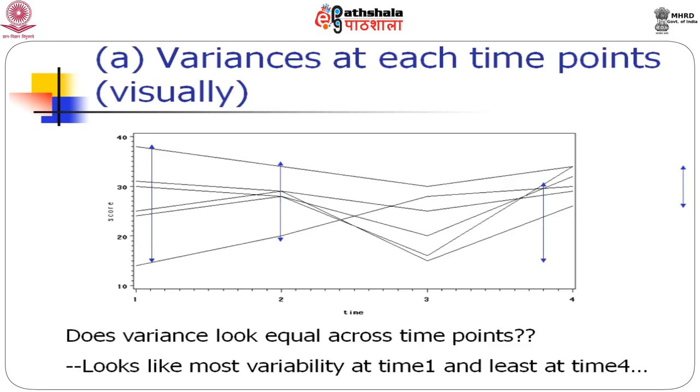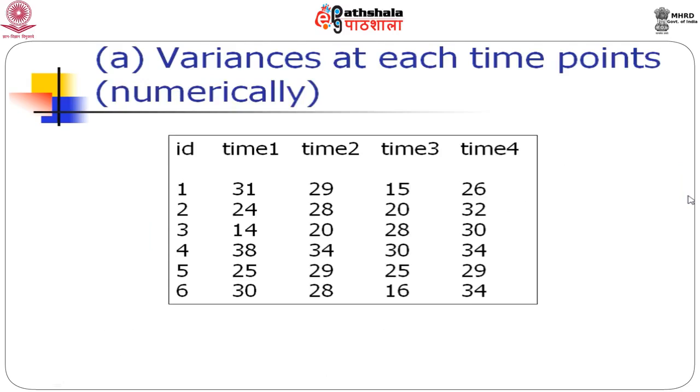The question that arises is, does variance look equal across time points? The answer is, it looks like most variability at time 1 and least variability at time 4. You see that the variation is most at time point 1, and at time point 4 it is less. All right. So you can look back to that previous slide.